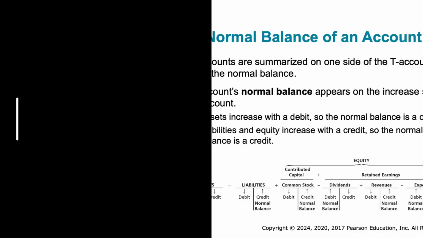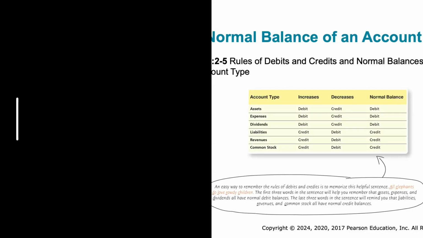So think about it. Usually when you look at the balances on T accounts, we're going to talk about this further along. When we look at our statements, right? We're going to see where each account is balanced, how much is in each account. Or when we look at our ledger and our T accounts, usually the ending balance is going to be on the normal balance side. So those are the rules of debits and credits and normal balances for each type.